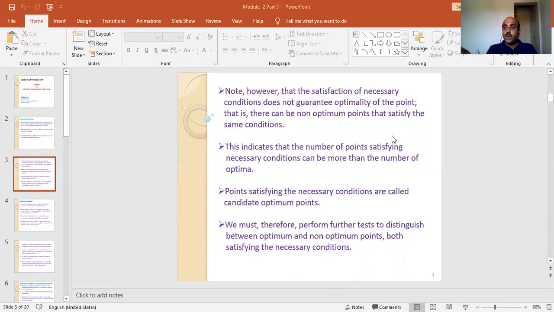But out of that, only a few points will be candidates for the optimal point, and the remaining are non-optimum. So on what basis can we distinguish which is a candidate optimum point and which is a non-candidate optimum point? For that, we have a further test, the conditions that need to be satisfied by all these candidate optimum points, and only then do we consider them an optimum point. So this is regarding the necessary condition.